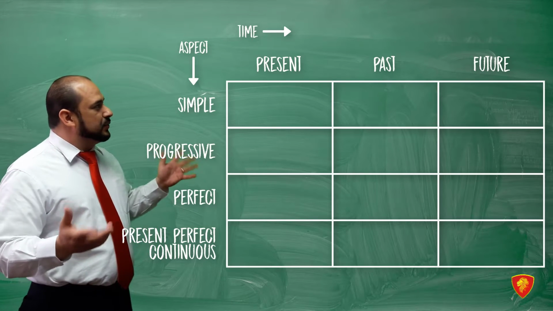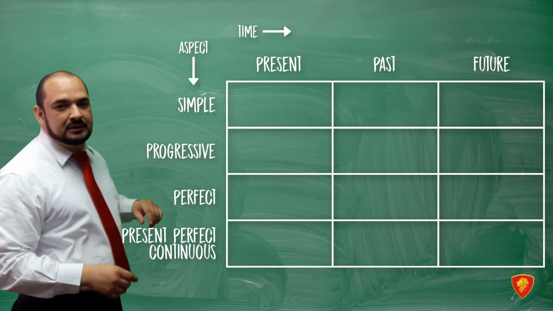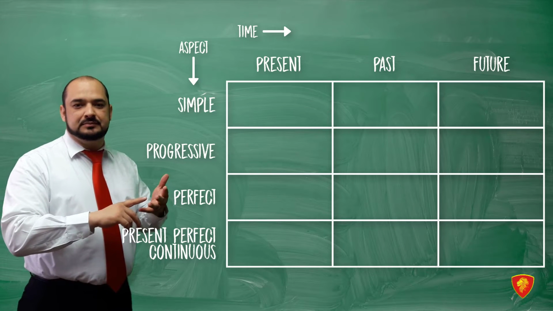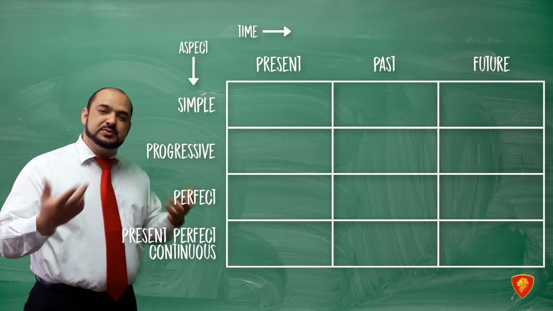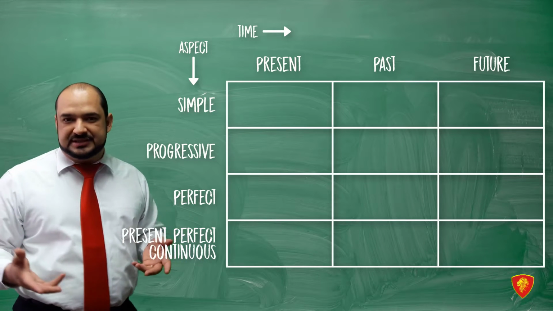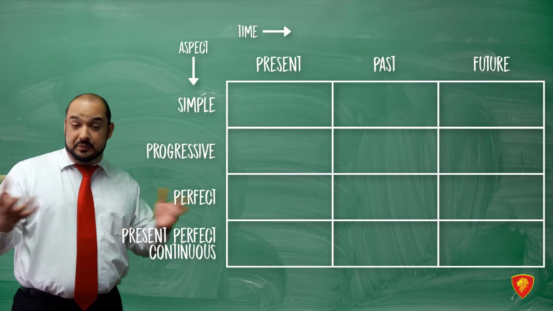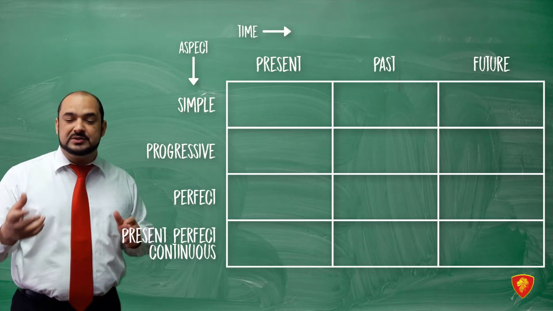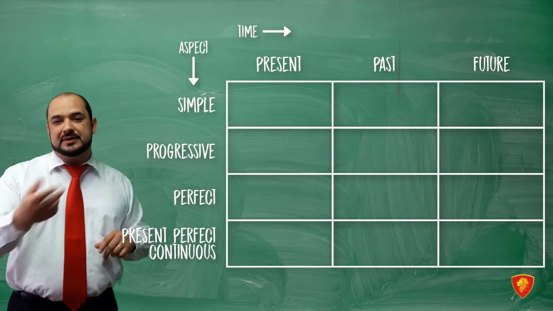Now, if you look at it, the way you read it, over here you've got time, and over here you've got the aspect. Time refers to either past, present, or future. Aspect refers to the way the speaker views the conversation. To gain the most from this video, it's really important that you know the names of the different verb forms that we looked at in the previous video.